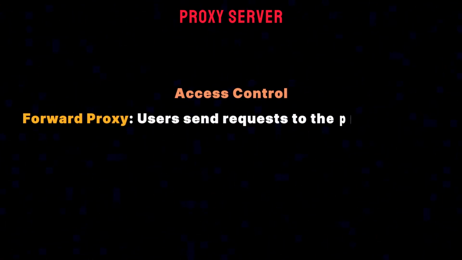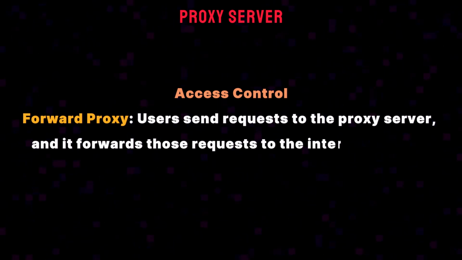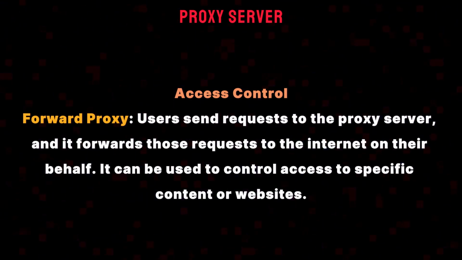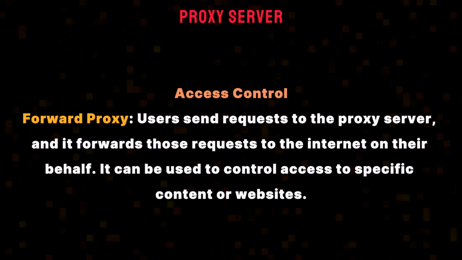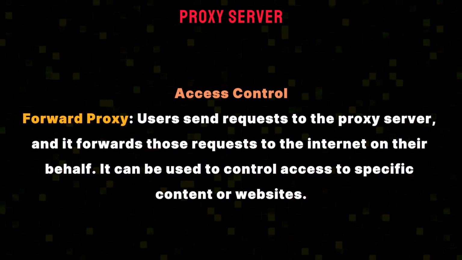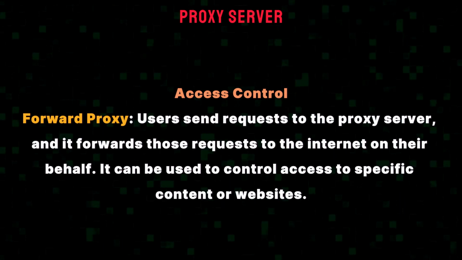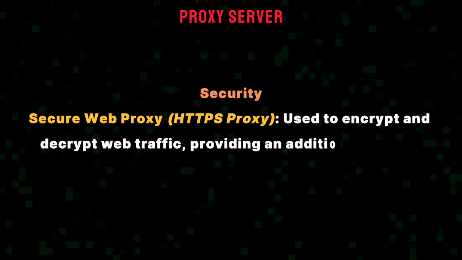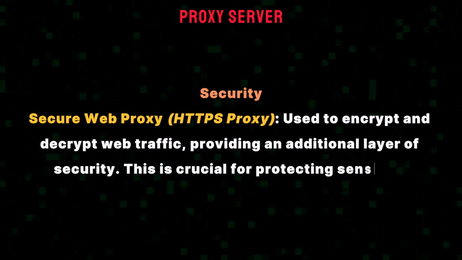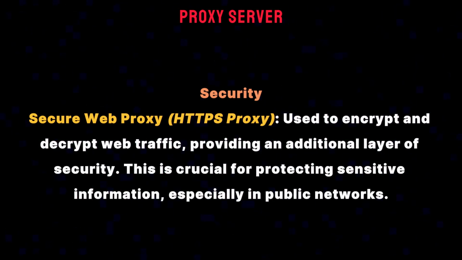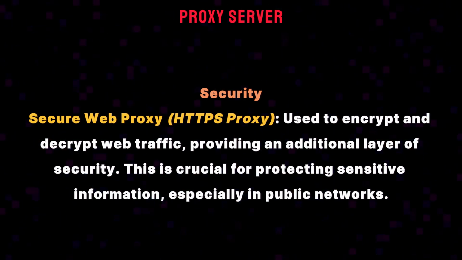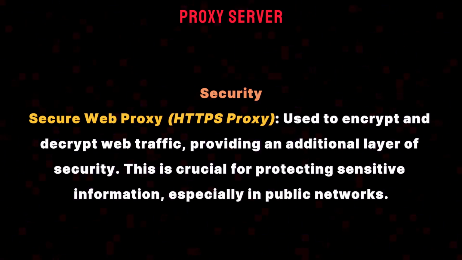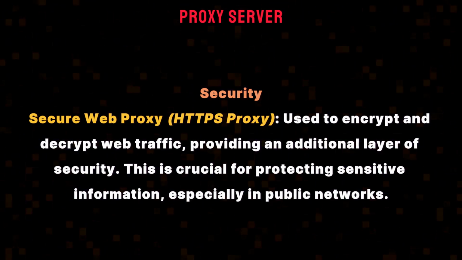Access control. Forward proxy. Users send requests to the proxy server, and it forwards those requests to the Internet on their behalf. It can be used to control access to specific content or websites. Security. A secure web proxy or HTTPS proxy is used to encrypt and decrypt web traffic, providing an additional layer of security. This is crucial for protecting sensitive information, especially in public networks.